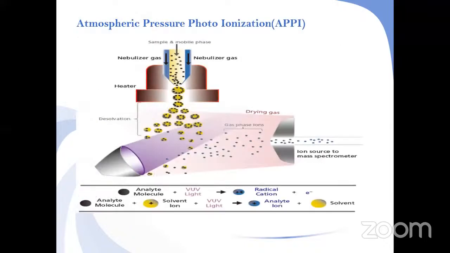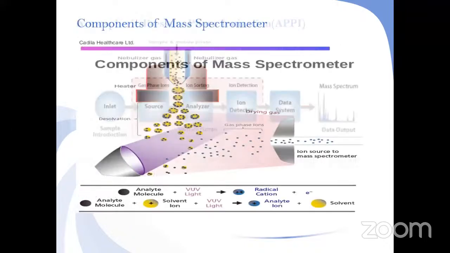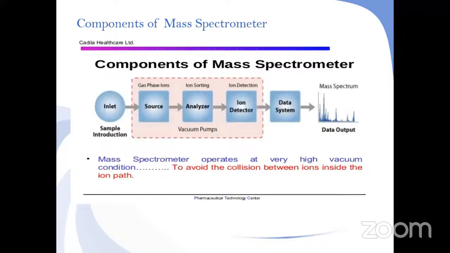If you look at the mass spectroscopy components, what we discussed earlier is shown again in the diagram: inlet, source, analyzer, ion detector, data system. If we focus on the mass spectrometer, this is the diagram: a sequence which explains the process of the mass spectrometer: inlet, source, analyzer, ion detector, data system, and the mass spectrum is recorded.